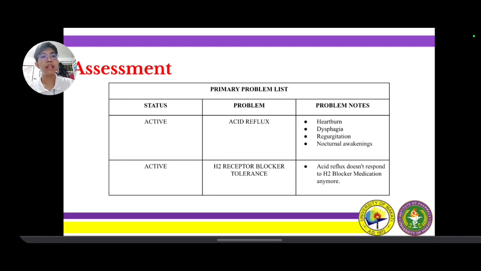And the second one is the H2 receptor blocker tolerance, wherein the acid reflux doesn't respond to the H2 blocker medication anymore. So the patient developed H2 receptor blocker tolerance because it is also known that H2 receptor blockers are prone to develop tolerance when taken for a long period of time.